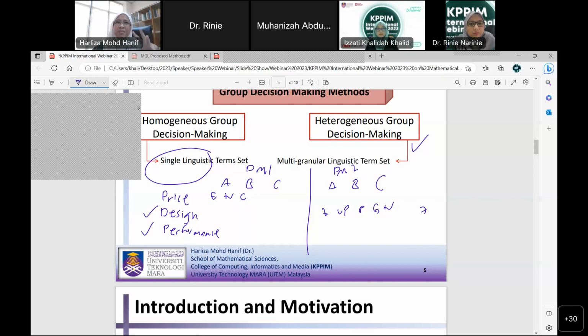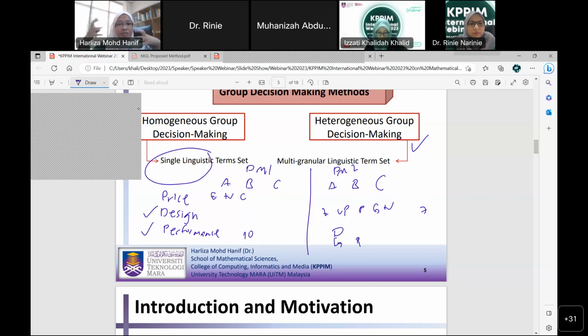So since my husband is an ex-engineer who worked at Proton developing the engine of a car, he has more knowledge, more critical. He is critical about this issue, about the performance of a car. It is very important for him. So maybe he prefers to have 10 linguistic term set in evaluating the performance of a car. And for me, as long as the car is moving, I think that's fine with me. So maybe I prefer to use 2 linguistic term set, for example, good and bad.